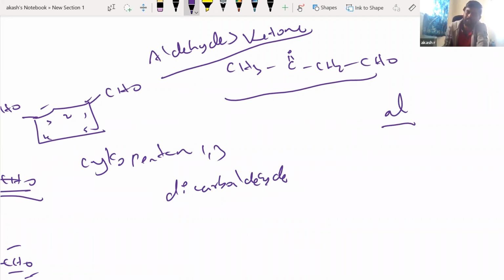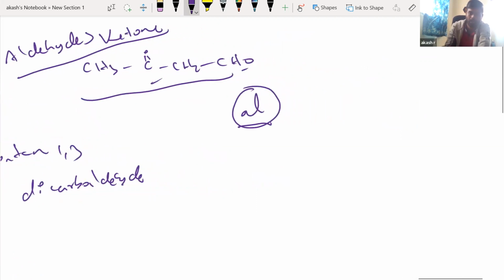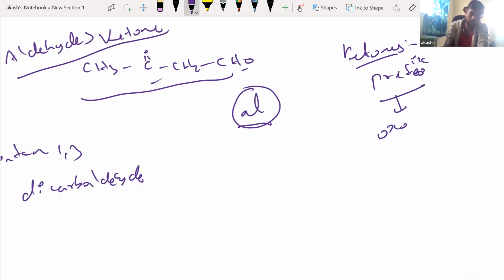So whenever we have two functional groups in the same compound, and one functional group has more priority and the other has lesser priority, for the one with more priority you will use the suffix, and for the one with lesser priority you will go for a prefix, not a suffix. Now, for ketones, the prefix can be oxo or keto. Either is fine, and that is the prefix you have to use.